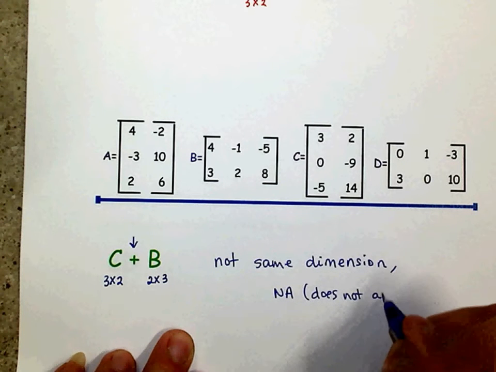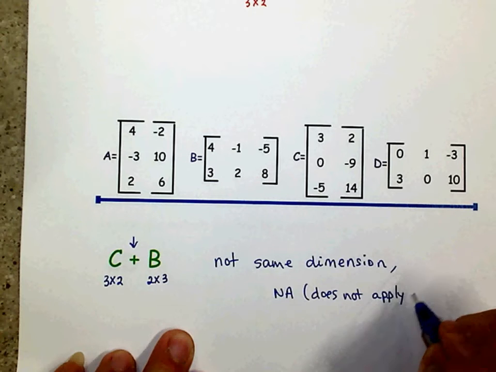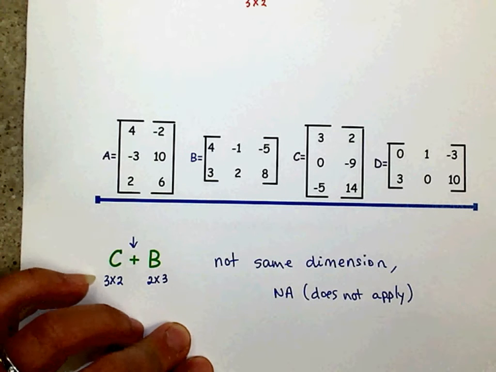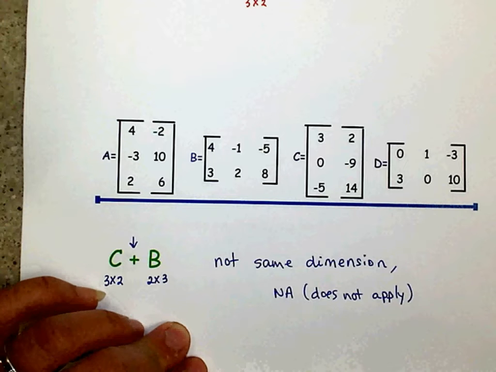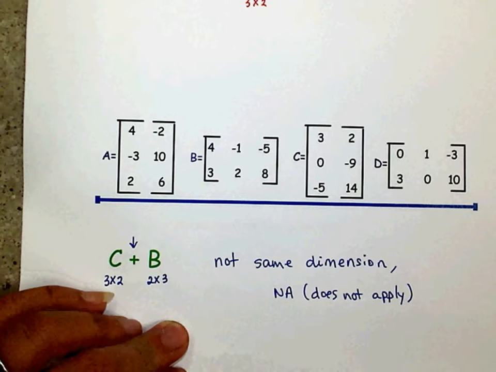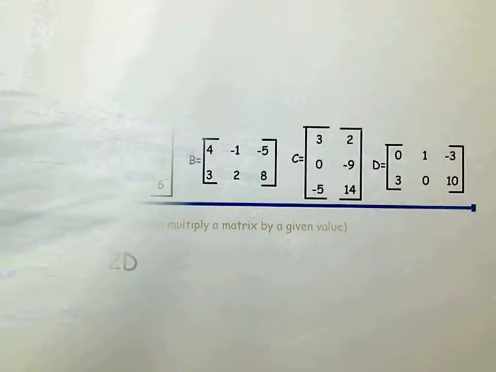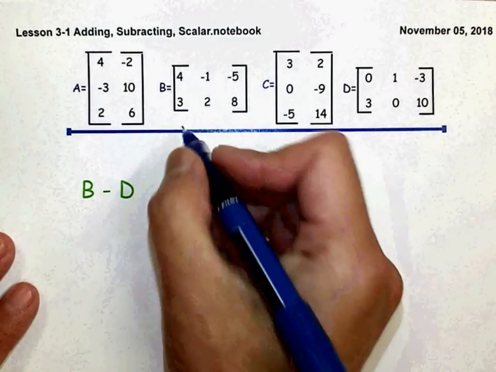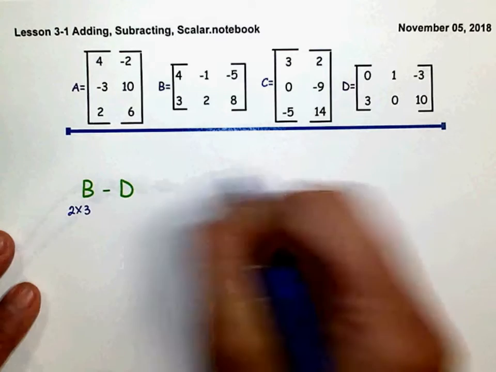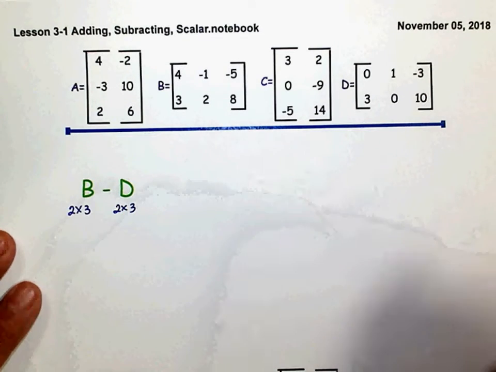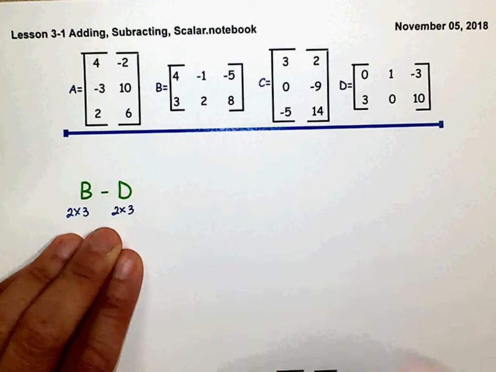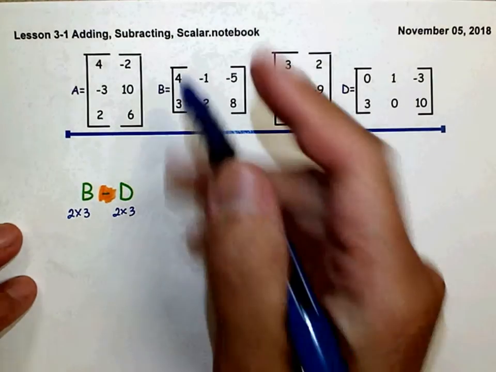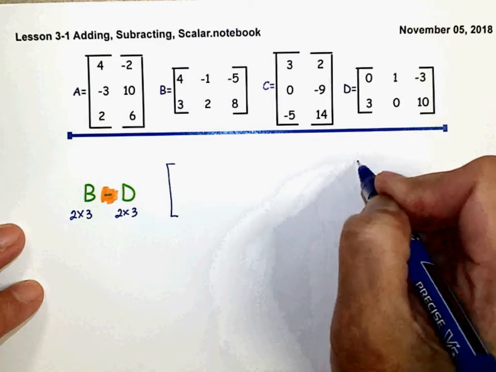Or you can even write DNA. All right, your choice. But most of the time, DNA, I think of that in biology, deoxyribonucleic acid, okay? Just be careful. Okay, let's look at the next one, B and D. B is a 2 by 3. D is a 2 by 3. Can I subtract those two? Absolutely. Notice this is a subtraction. And your new dimension is going to be a 2 by 3. So let me show you the work.